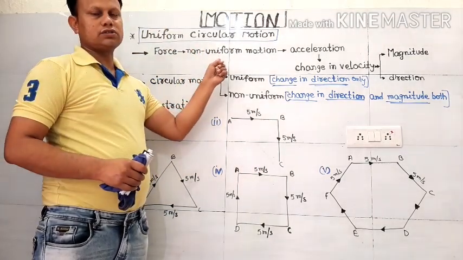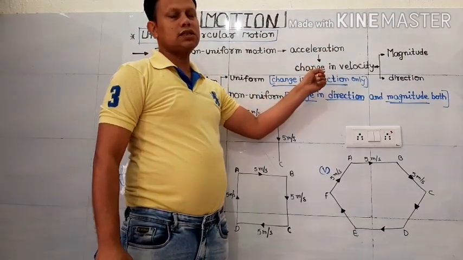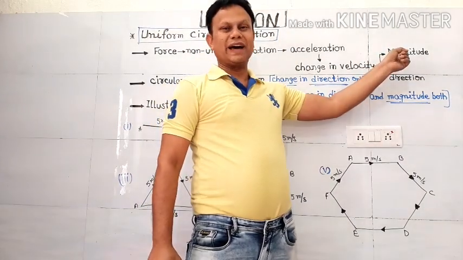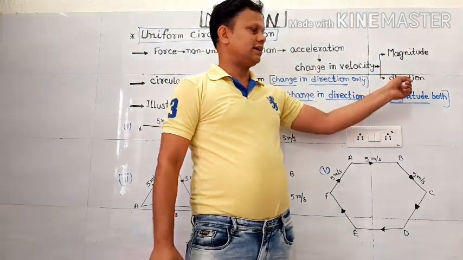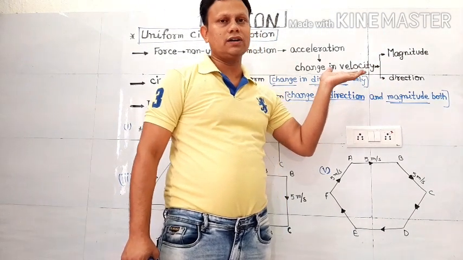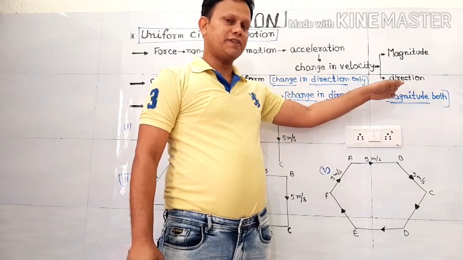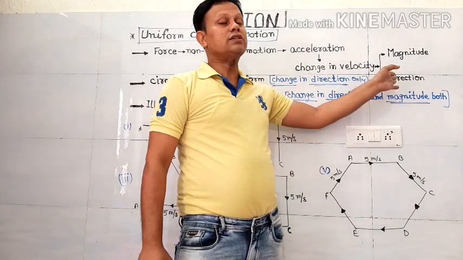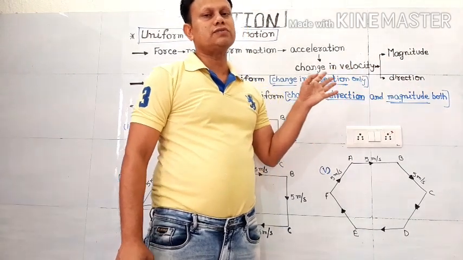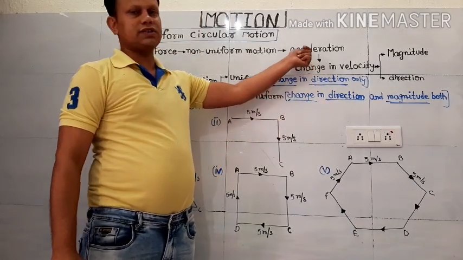Force causes non-uniform motion. Non-uniform motion means it is a situation of acceleration. Acceleration is considered when there is a change in velocity, and change in velocity is considered either the magnitude is changing or direction. If both are changing, then also it will be called a change in velocity. So either magnitude changes, direction remains fixed. If direction keeps on changing, magnitude remains fixed, or both are changing. In all situations, we will consider that there is a change in velocity, and if there is a change in velocity, that means acceleration is there.